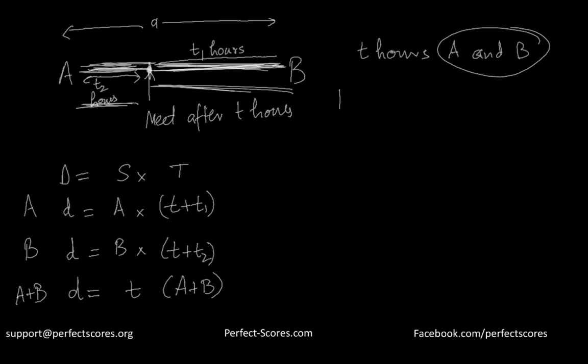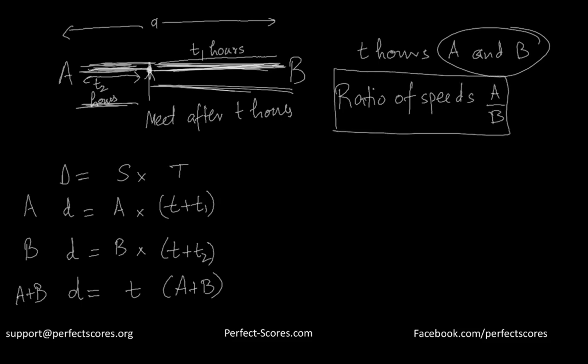Now what do I want? I want the ratio of their speeds. Ratio of speeds of A by B. That is what I'm interested in. This is what I want to find, right?